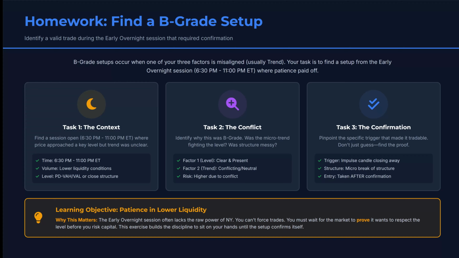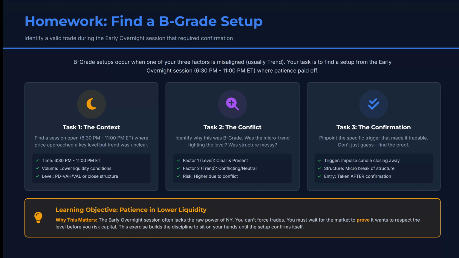Task 2. Identify the level and context. Your second task is to identify which prior day or prior week level was tested during your B-grade setup. Even though this is a lower liquidity environment, the level still needs to have structural significance. Here's your criteria checklist for Task 2.